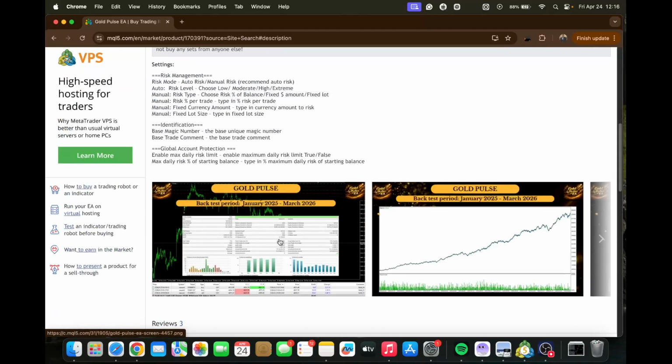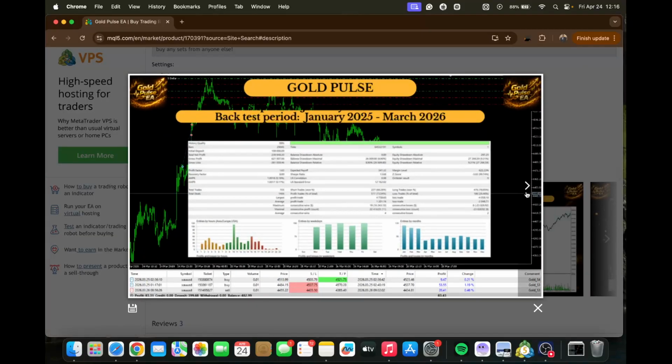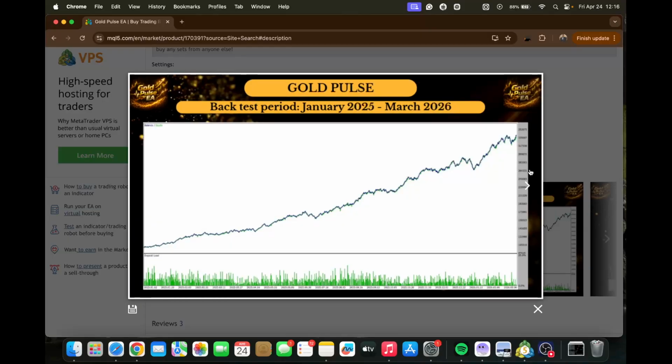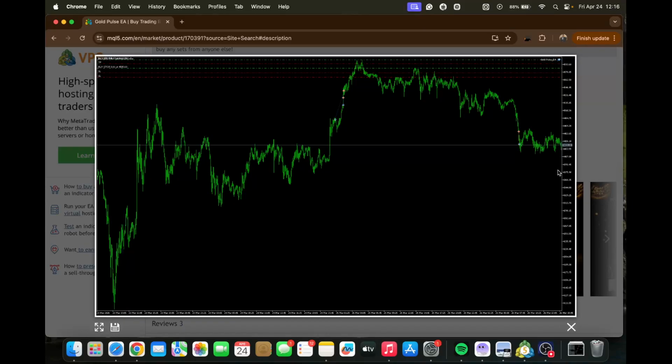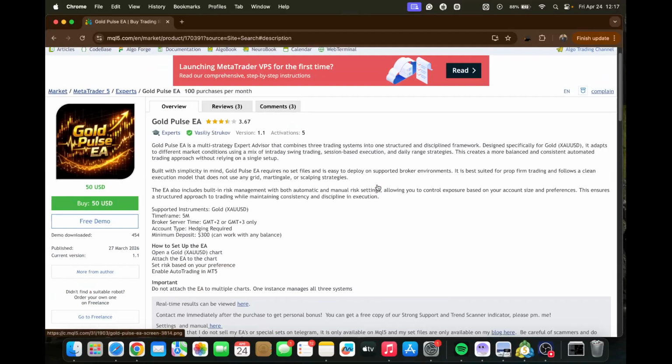Yeah, and this is it. They have some crazy numbers here. $239,000 in total net profits from their backtest from January 2025 to March 2026. And this is their equity curve. This is how it works in real time. It looks selective because the chart is clean. There are very few trades opened, and this is how it looks, basically the Gold Pulse EA.